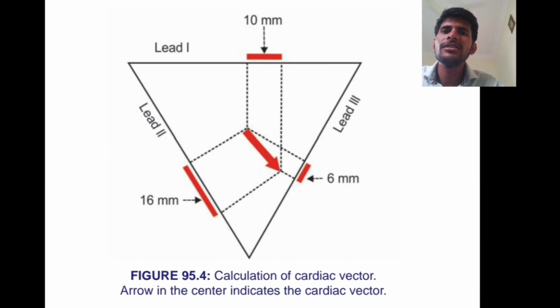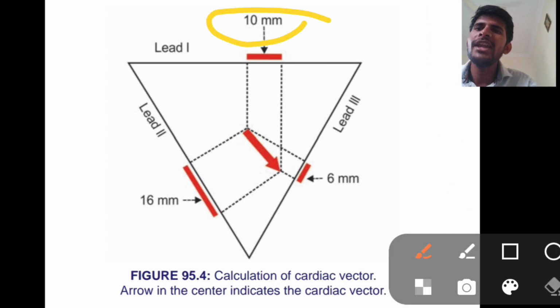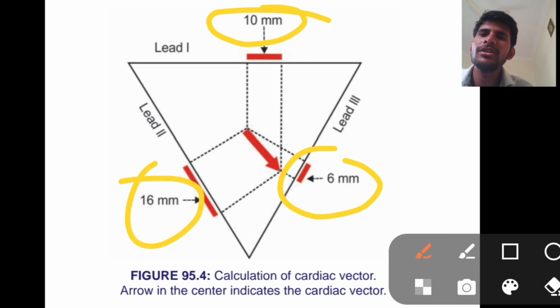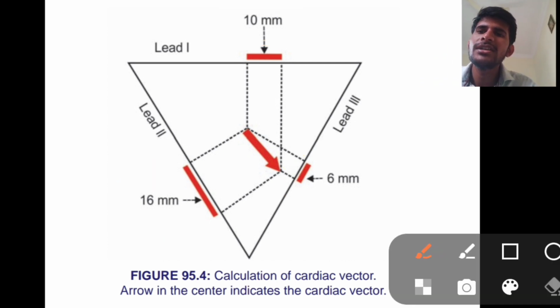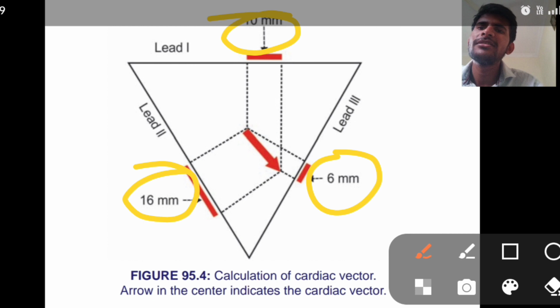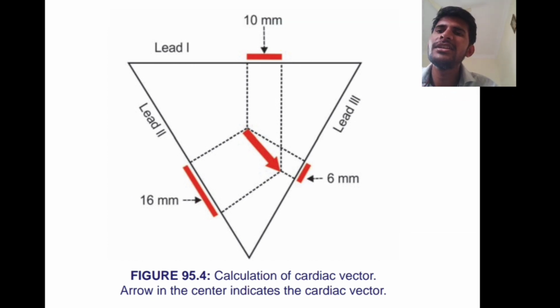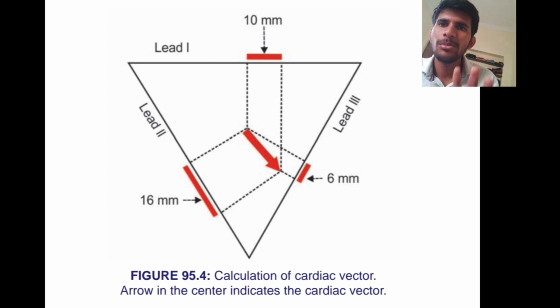Okay, this is 10 plus 6 is equal to 16. And 16 minus 6 is equal to 10. And 16 minus 10 is 6. This is what I was saying. Lead 2 is equal to the sum of leads 1 and 3. The algebraic sum of all the potentials is equal to 0.